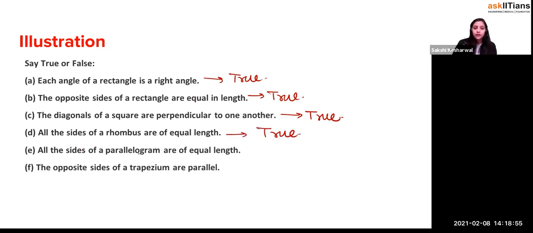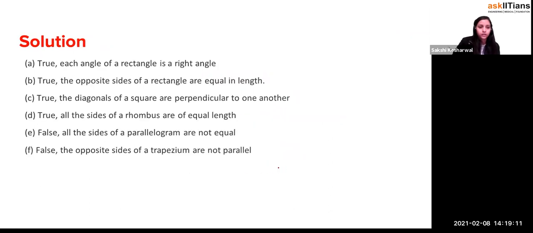Okay, all sides of a parallelogram are of equal length. No, only opposite sides are equal. So it is false, right? The opposite sides of a trapezium are parallel. Not opposite sides, only one pair of opposite sides is parallel. So it is false, because the opposite sides are not both parallel. Only one pair of the opposite sides is parallel, right?